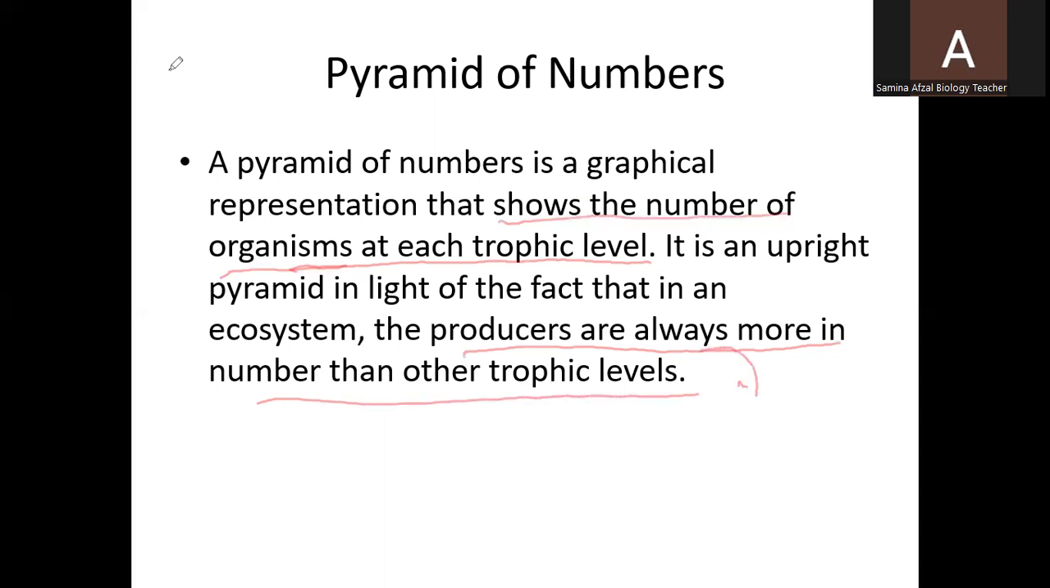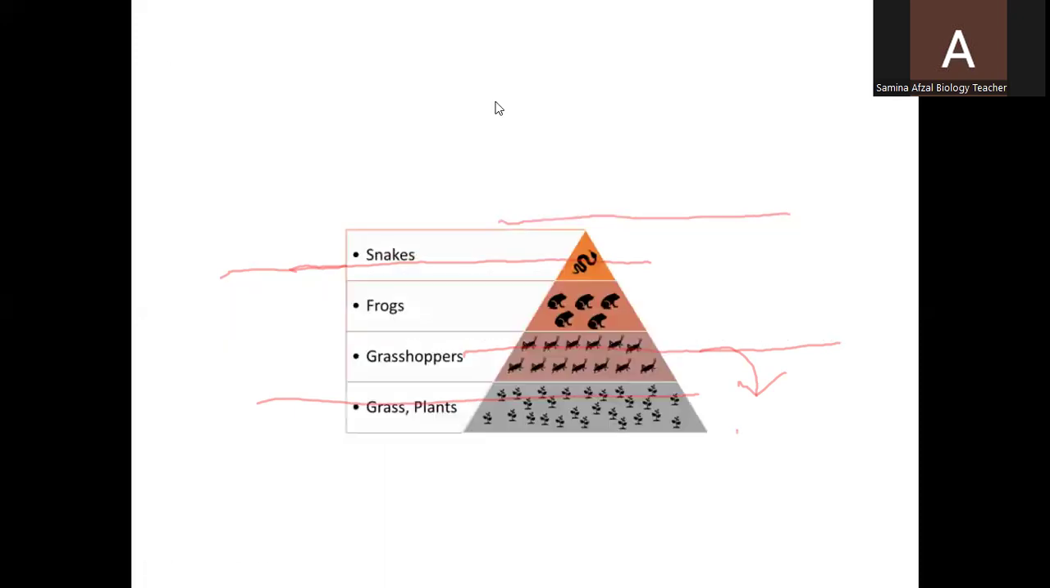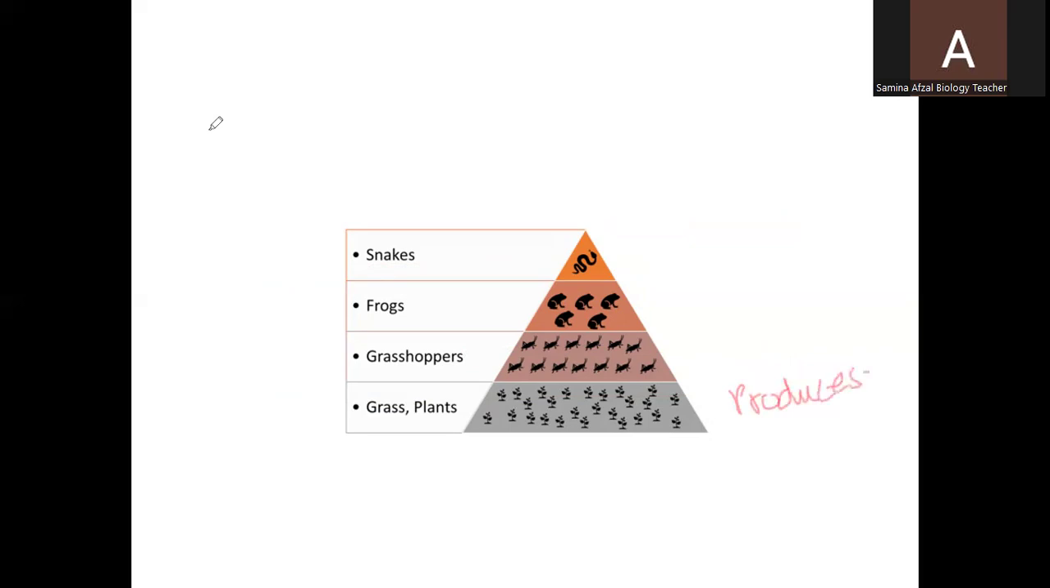Yes, producers are always more in number, but if there is a tree instead of grass or small plants, then the number will decrease, because in that case the size is increased. If size is increased, the number will be decreased. So in this way, the pyramid of number will be different in different food chains. Next, I want to show one type of pyramid in which the base has the producers. So these are the producers, which are plants or grass.